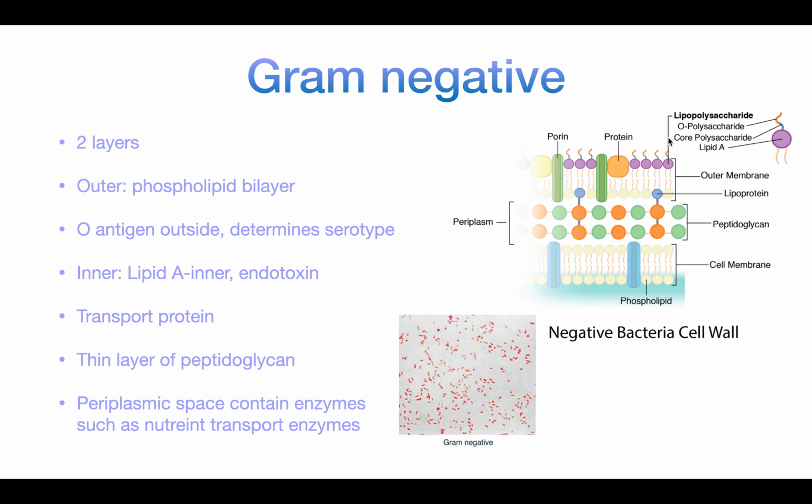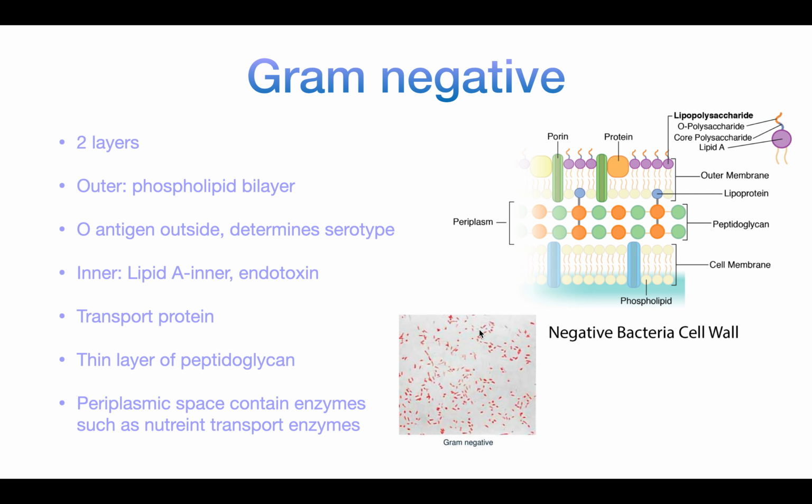The transport protein is going to lie within the cell wall, and there's a thin layer of peptidoglycan separating the two cell walls. So the peptidoglycan is actually where the periplasmic space is, and that is going to contain enzymes such as the nutrient transport enzymes.